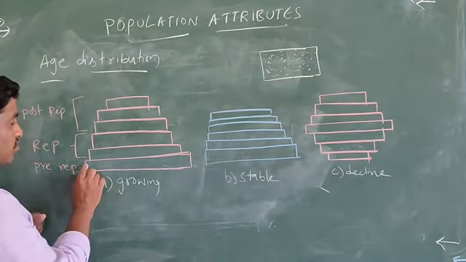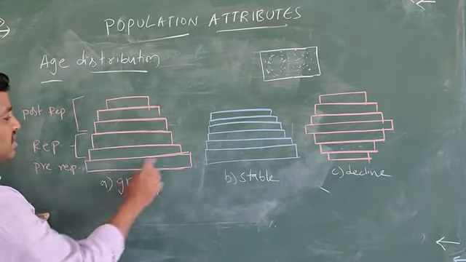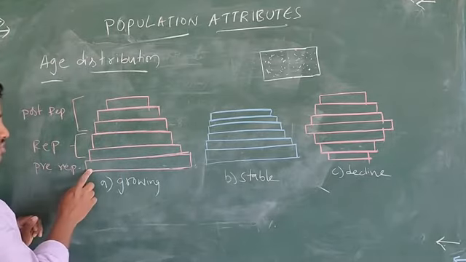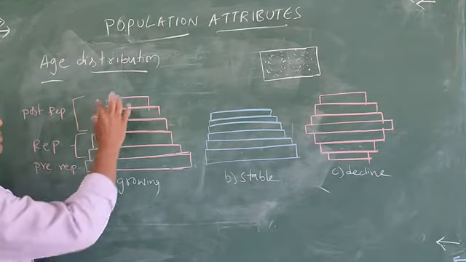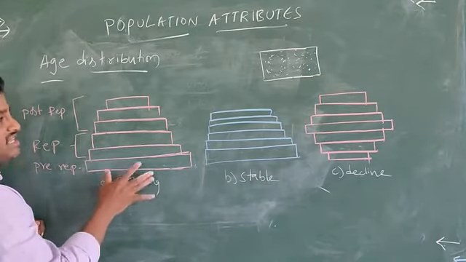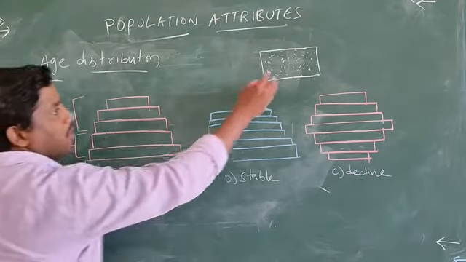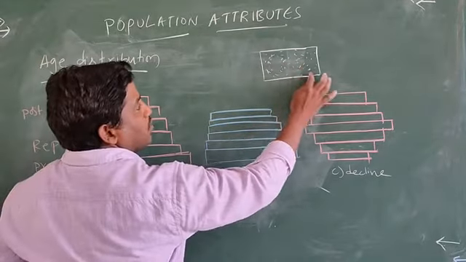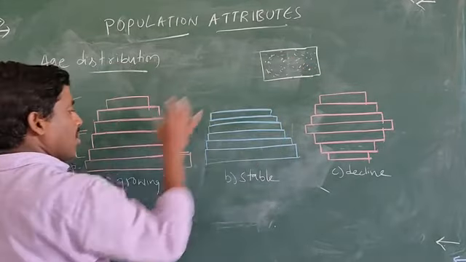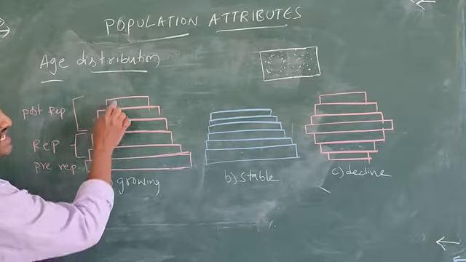It has a pre-reproductive stage, a reproductive stage, and a post-reproductive stage. That means slowly the population increases, from the pre-reproductive stage to the reproductive stage and then the post-reproductive stage. So in the age pyramid, whatever population is present in an area, the different individuals per unit area can be plotted, and such a population can increase in that area.